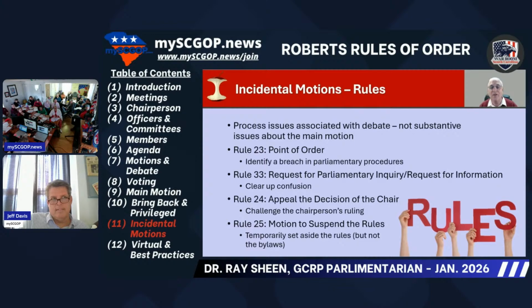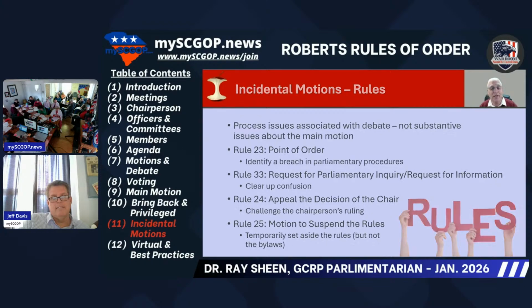The organization's bylaws cannot be suspended, nor can there be any suspension of legal statutes, federal, state, or local laws. The motion requires a second. It is not debatable, nor can it be amended. This motion requires a 2/3 majority to pass.